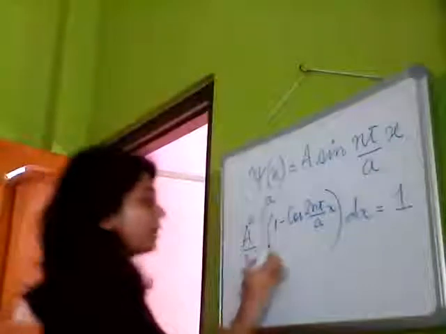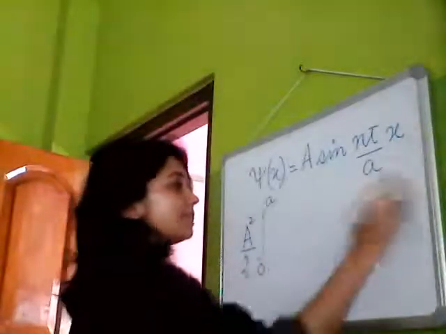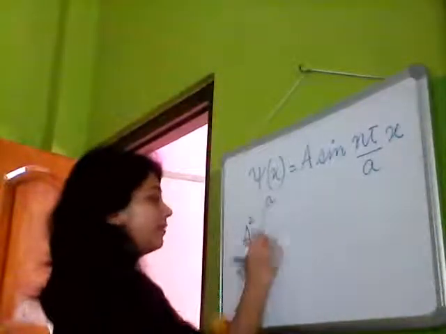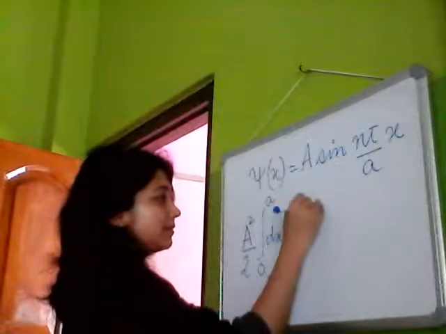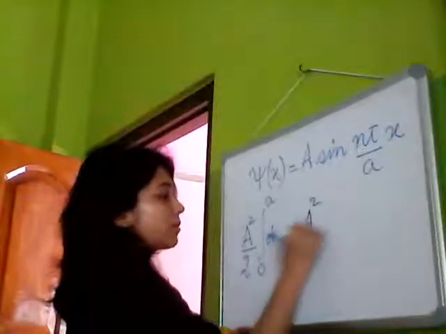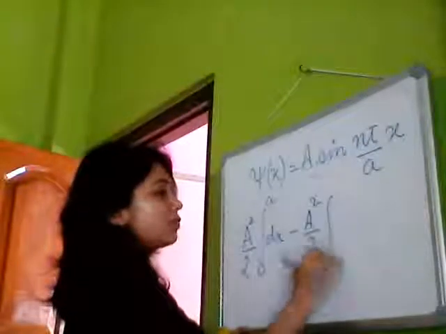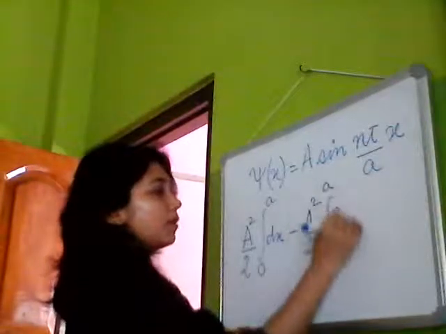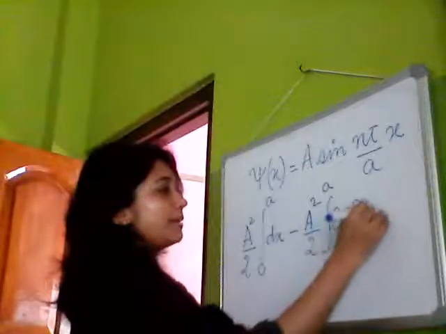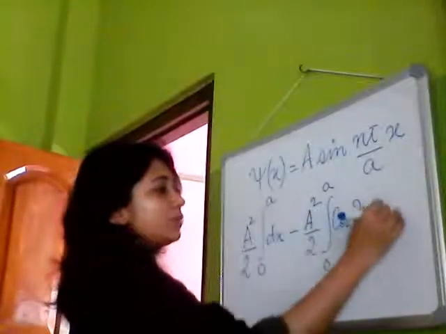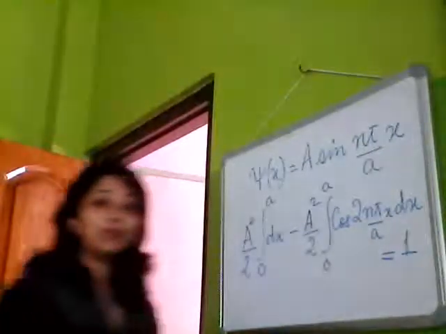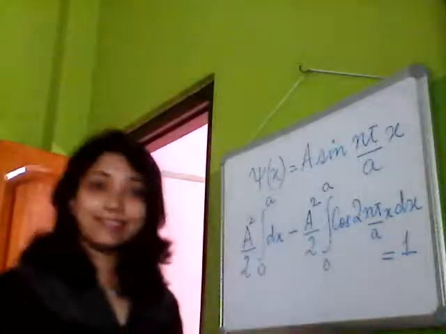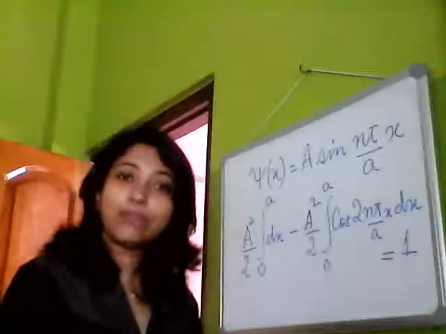So we can now write this equation as dx minus a square by 2 integration over 0 to a cos 2n pi by a into x dx, and obviously the right hand side is equal to 1, right? So we can go forward.